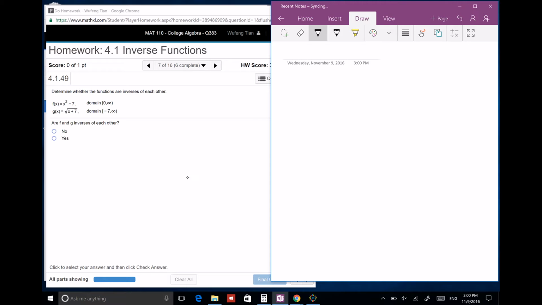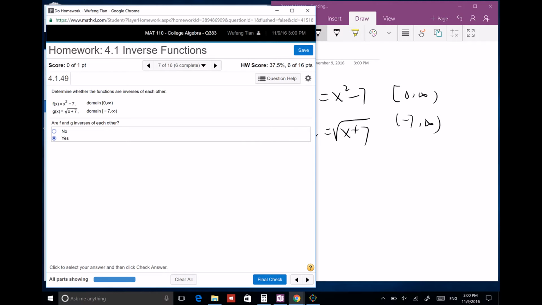And y equals x squared minus 7. And y equals square root of x plus 7. And the domain is 0 to infinity. And the other one is negative 7 to infinity. Are f and g inverses of each other? So if you solve it, that's right. And they are inverses of each other.